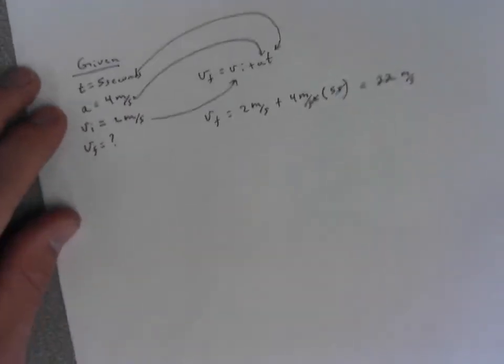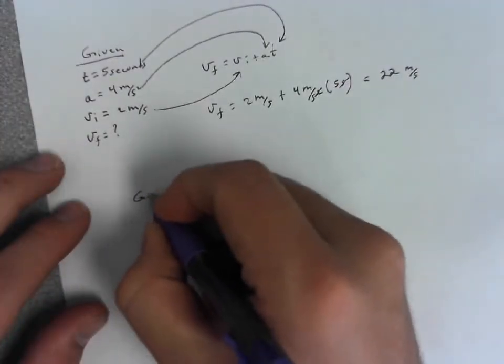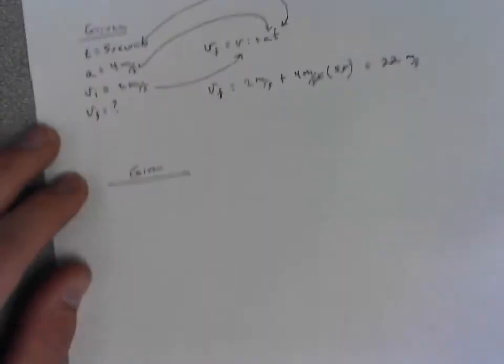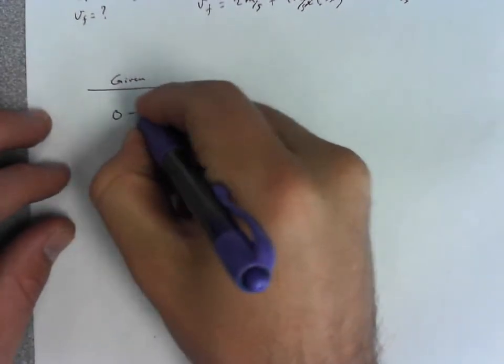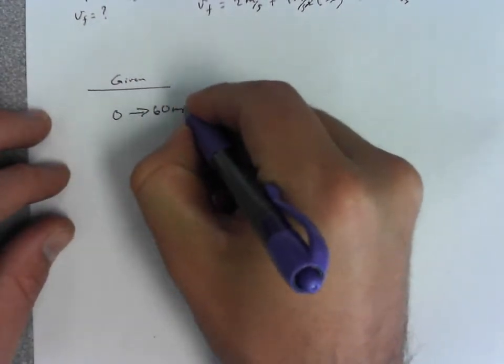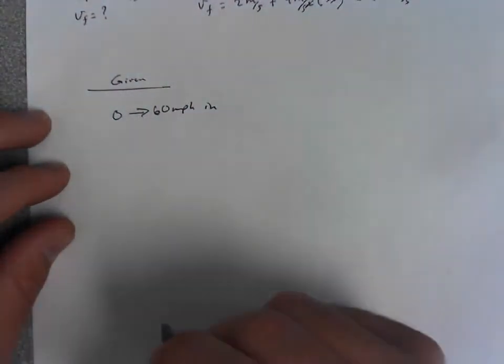Let's look at another problem here. This is a little bit more complex. Let's look at this. We've got a car that can go from 0 to 60 miles an hour, from 0 to 60 mph in 8 seconds.